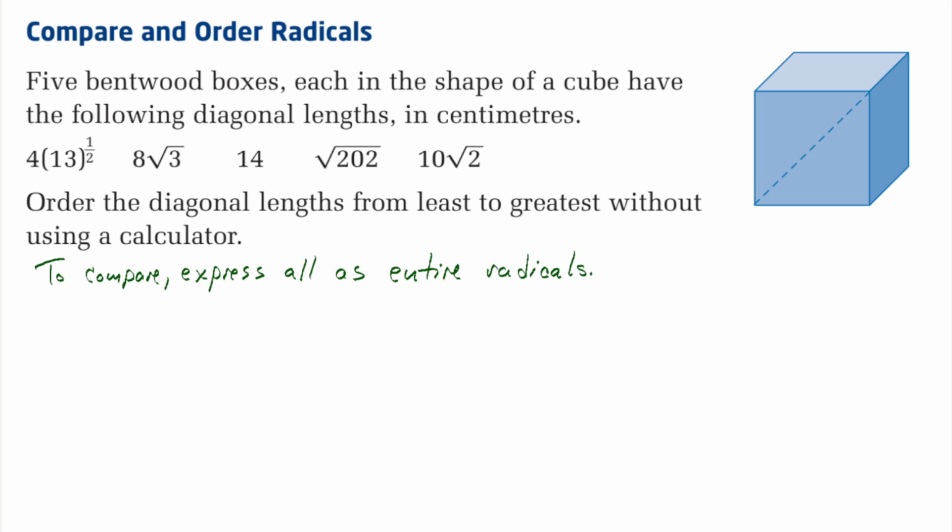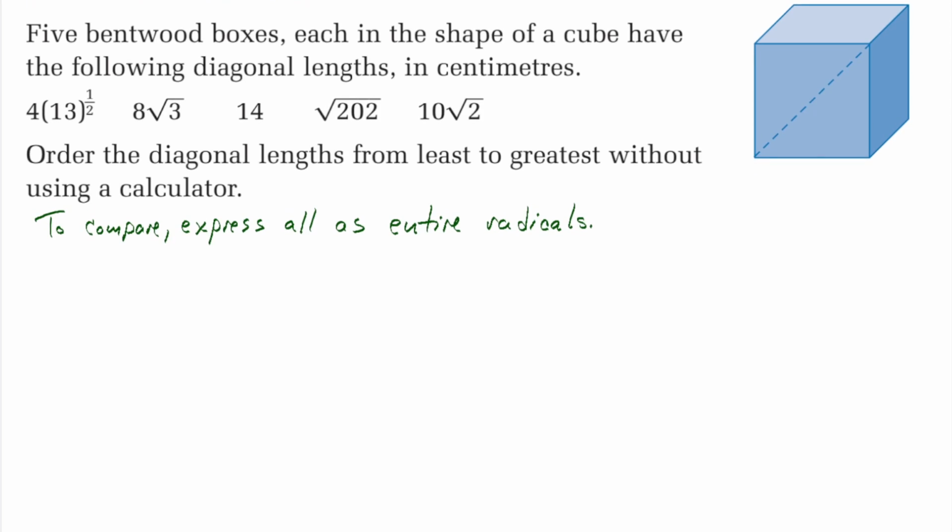Okay, and once we've done that, we're going to be able to compare them and order them. Okay, all right. And it says just the context for the question. It says 5 bentwood boxes, each in the shape of a cube, have the following diagonal lengths in centimeters. So these are the lengths of the diagonal in these boxes. Anyway, so Pythagorean theorem would come into play here.